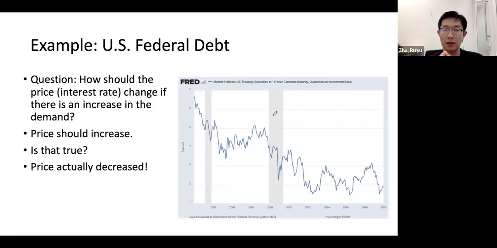Actually we see a decrease in the price or interest rate. So this figure shows you the interest rate on US Treasury securities in the same time period. So we can see after the crisis, the actual interest rates are going down. So what's happening here, is our theory wrong? Or if we still believe our theory, how should we rationalize that we saw a decrease in price and increase in demand at the same time? You can pause the video and think a little bit about it.